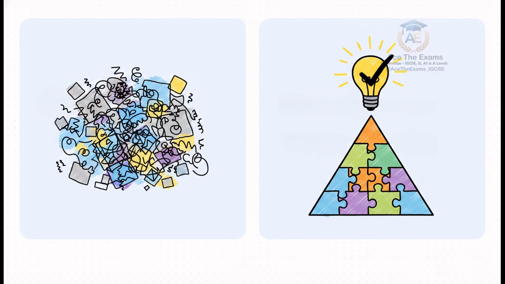Which one gets full marks? It's answer B, absolutely every single time. Analytical depth completely destroys superficial breadth.